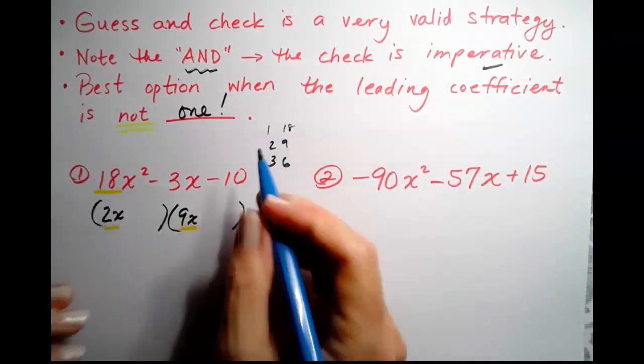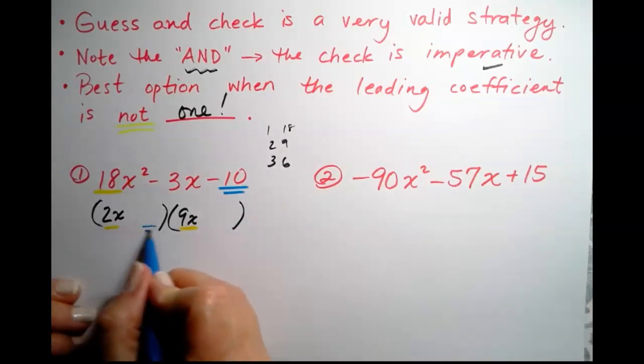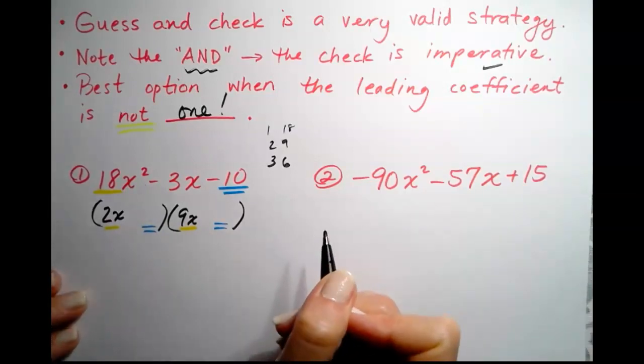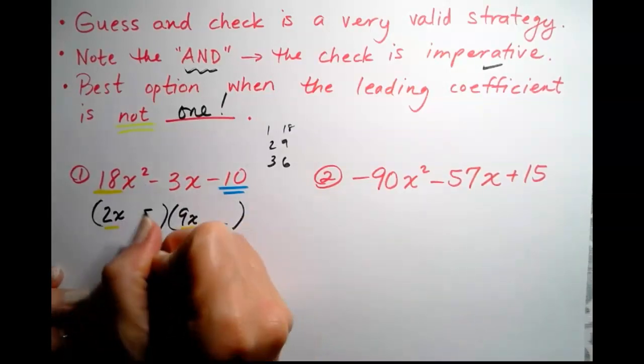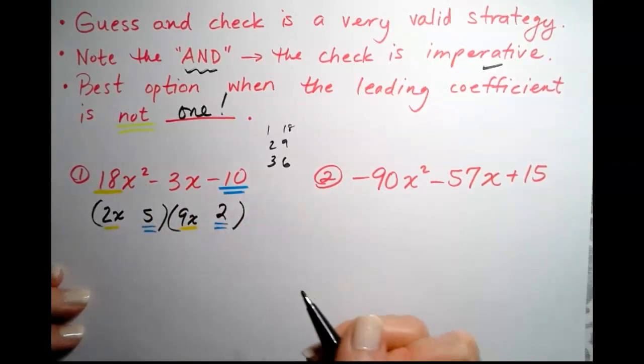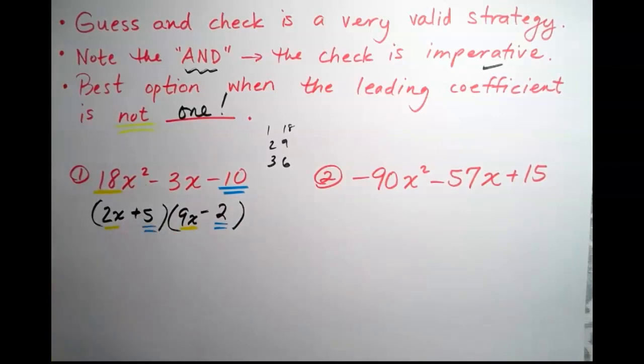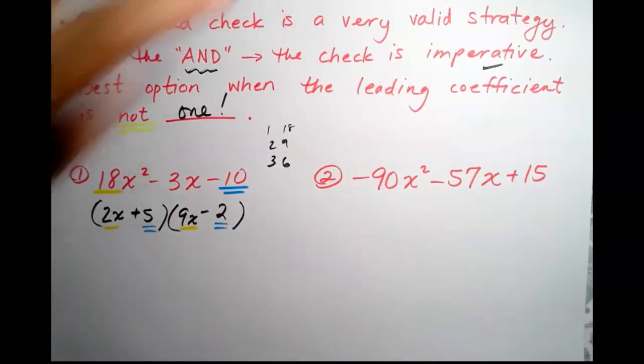Now, we're going to use the negative 10 and put in a pair of factors for negative 10 in the last spots. So why don't we choose 5 and 2? And we can put a plus here and a minus here. Now, I have made a guess. That guess is going to be followed by the check.